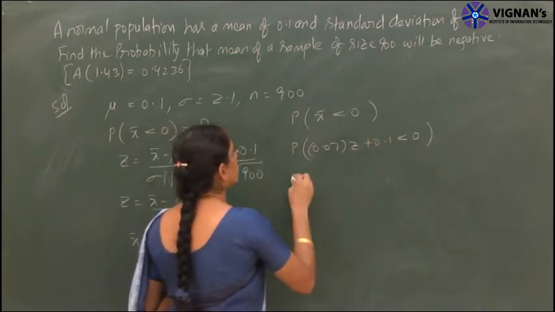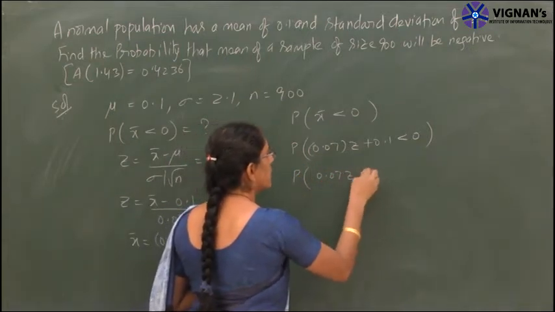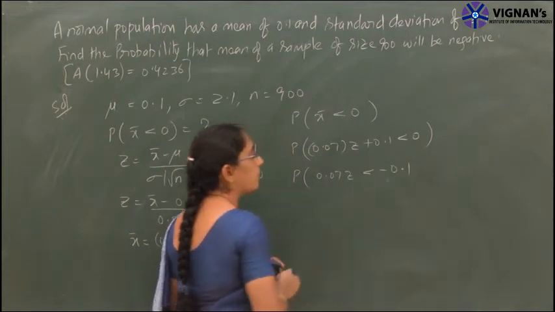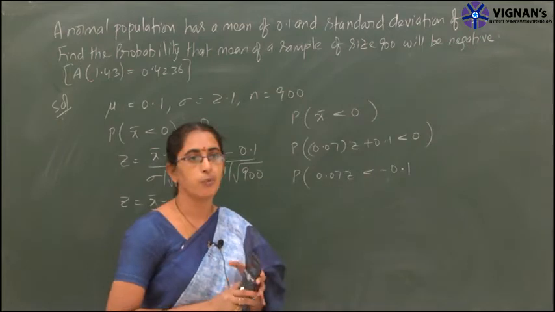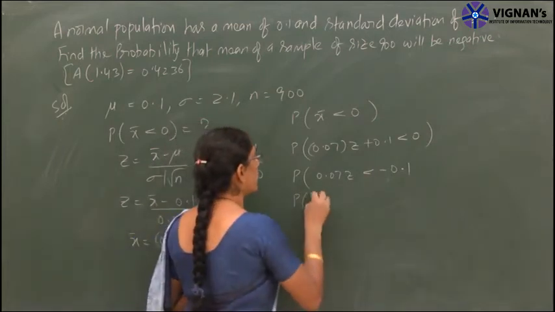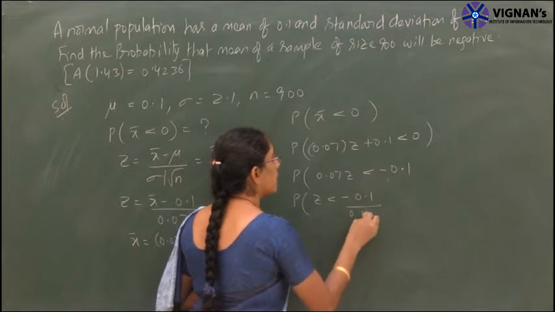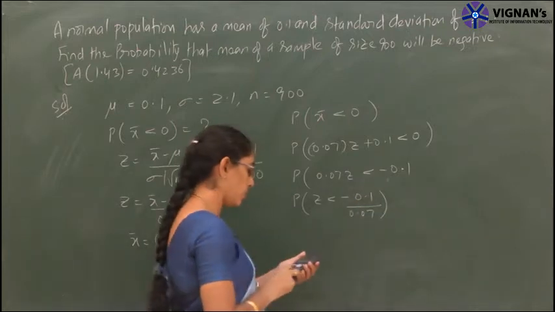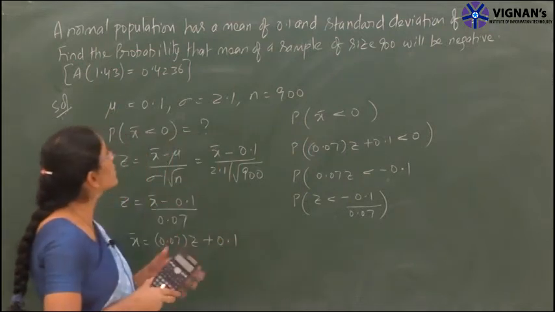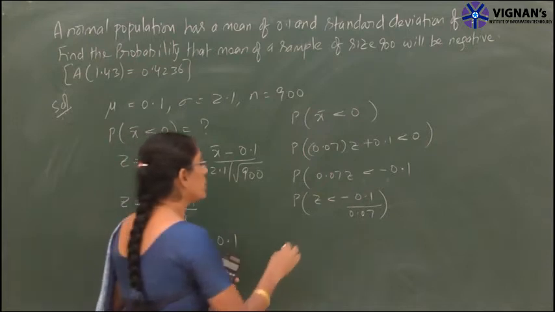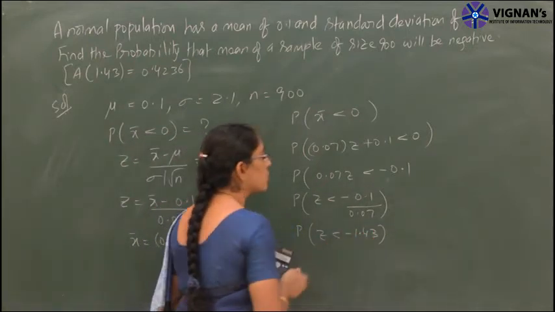Right? Now, this can be written as 0.07 into z is less than minus 0.1. So, if you bring this side, this becomes minus 0.1. Now, from this, probability of z is less than minus 0.1 by 0.07. So, what is 0.1 by 0.07? It is 1.43. Okay. So, probability of z less than minus 1.43.